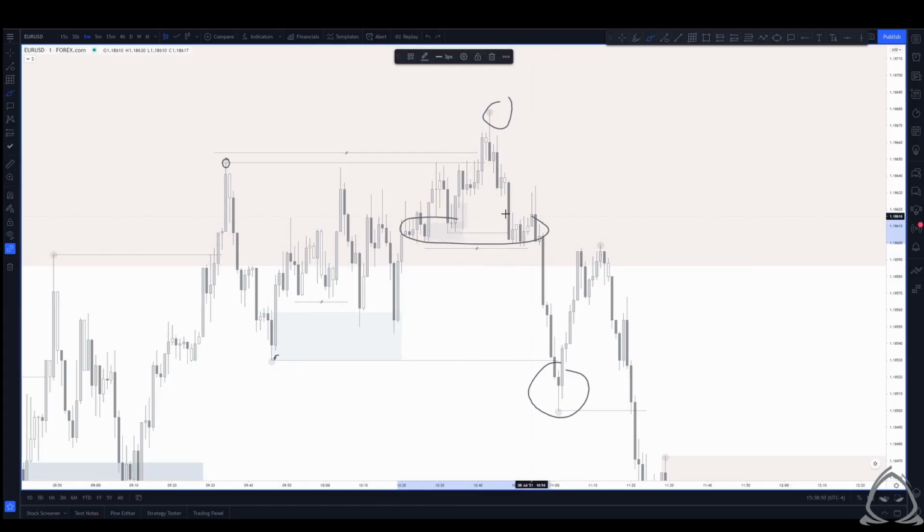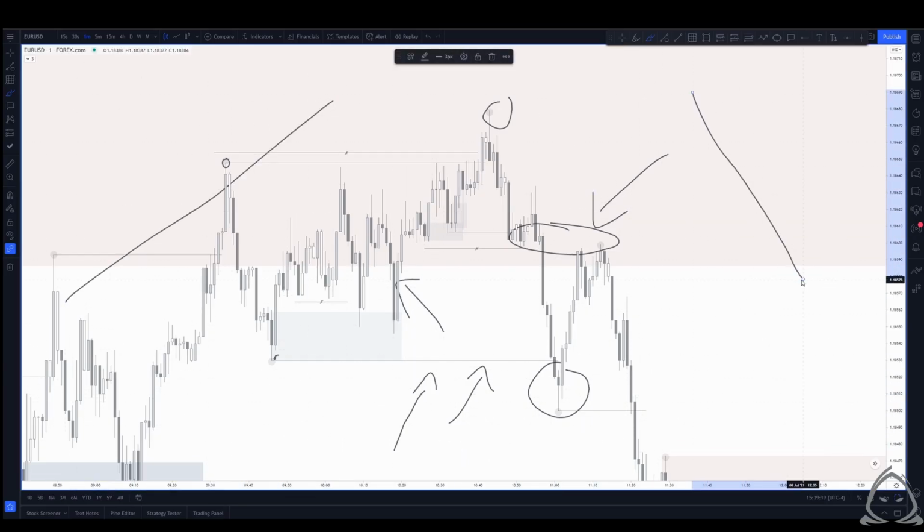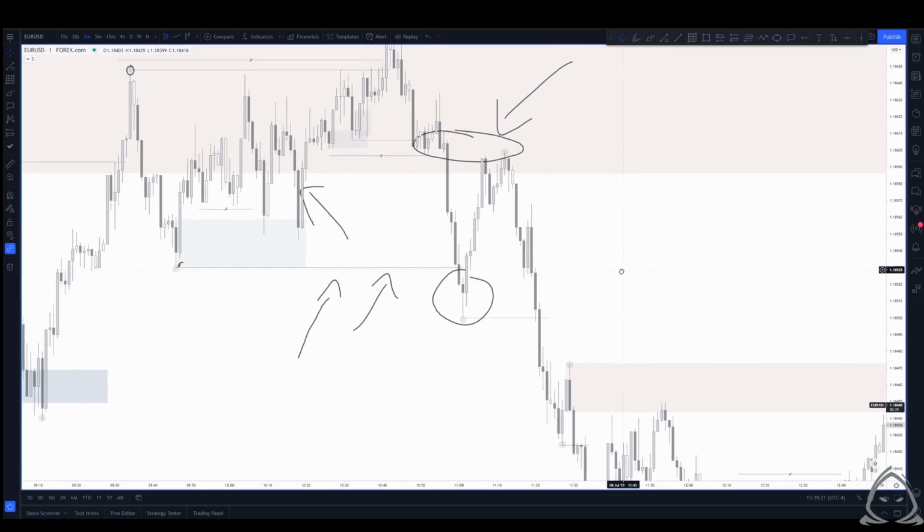What we can see is we did have a demand here. We reacted off that demand, and then the demand ultimately failed. We then put in a lower low, which would be our change of character, switching the trend from bullish to bearish. We have a supply zone, and price reacts off of that. So now we're seeing demand failing and supply being respected. We have a change of character, we switch from bullish to bearish, and we're seeing price continuing to the downside.